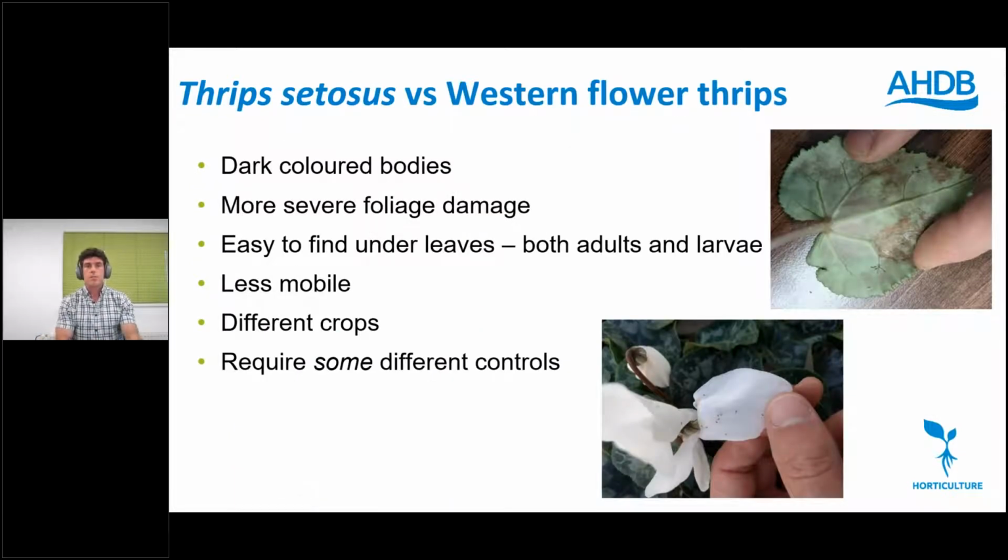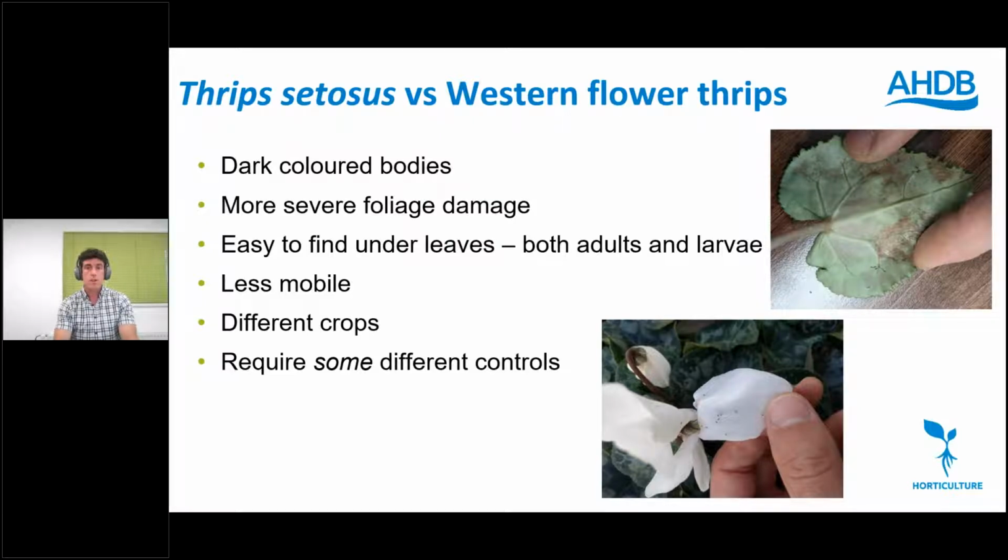So I'm going to compare Thrips setosus to Western flower thrips because up until recently, if you said thrips to me, I would have immediately thought Western flower thrips. It was the main species which I had to deal with. But setosus is different to Western flower thrips in a number of ways. Most obviously is their appearance. The adults are black with a sort of pale band around the top of their wings. And the larvae, I can't really tell the difference. So thrips larvae look like thrips larvae to me. Their appearance makes them easy to see.